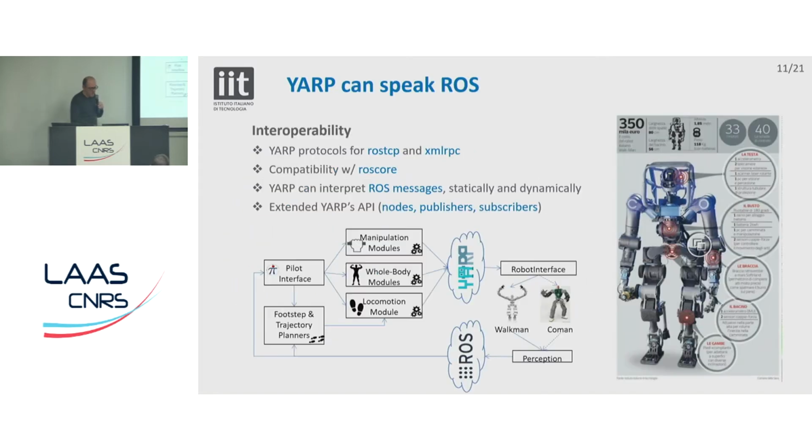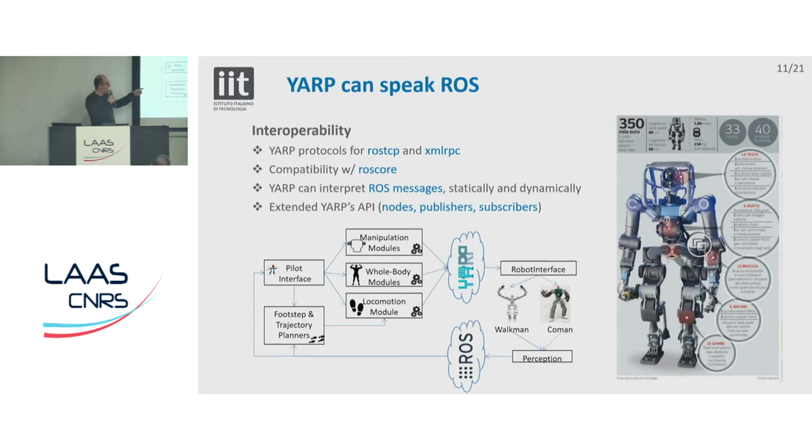So that was the reason why we basically made ROS our friend. YARP can natively speak ROS thanks to an extended API, so that ROS-like concepts like nodes, publisher, subscriber are also available within YARP. And you can see a diagram on the slide representing the software architecture of the Walkman when we participated in the DARPA challenge some years ago with the advanced robotics team.